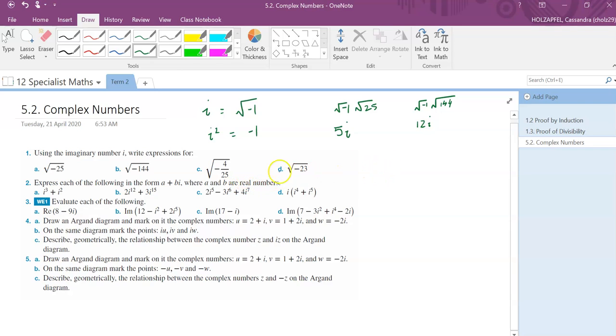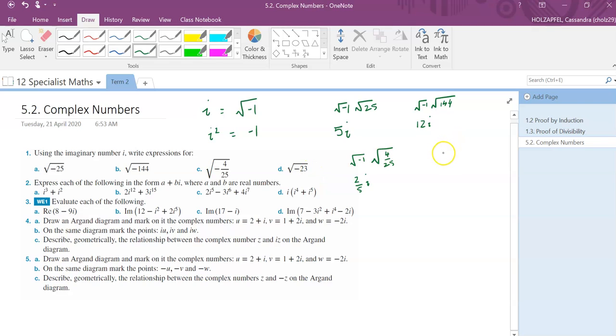All right, same thing now with the fraction. We're going to factor out -1. So the square root of -1 times the square root of 4 over 25. This is a nice square fraction, so that'll make it nice and easy for me. So this is going to be 2/5, and then the square root of -1 is i.